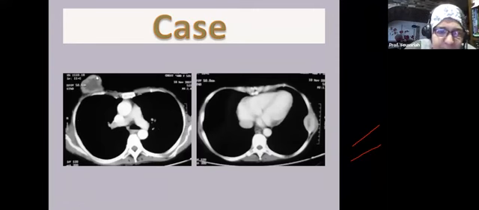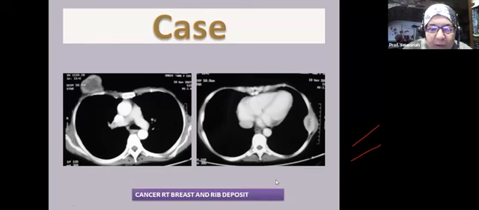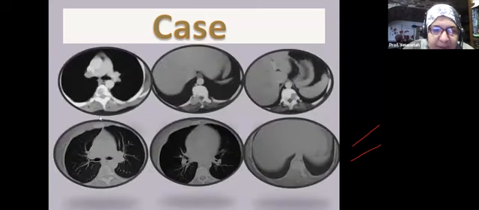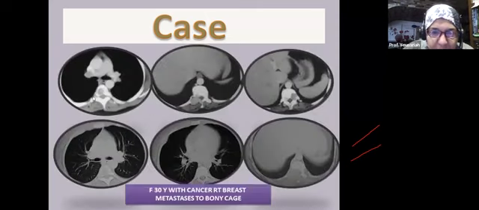On the right side, you can see breast carcinoma, and on the left image, you will see an expansile metastatic lesion in the ribs. Again, this is a case of breast cancer with multiple deposits involving the vertebra and the ribs.